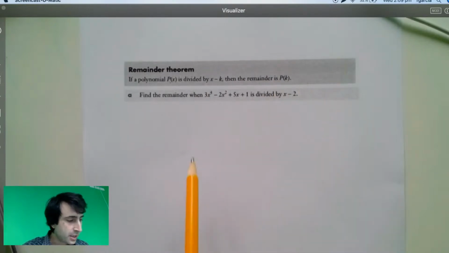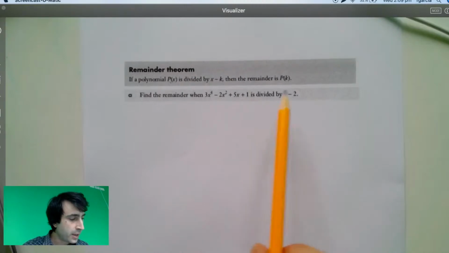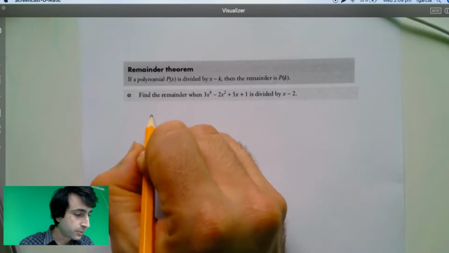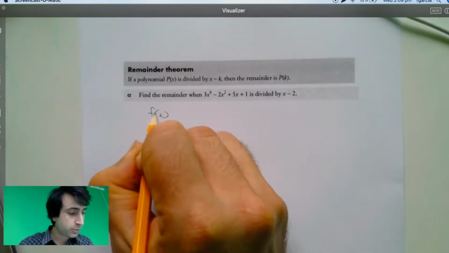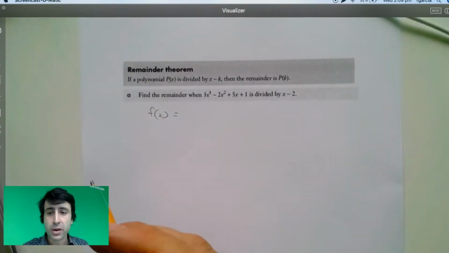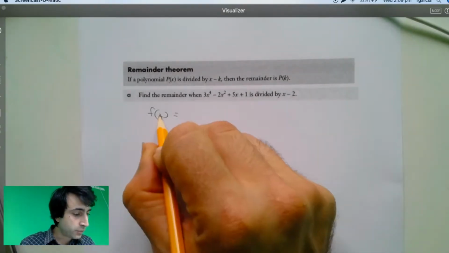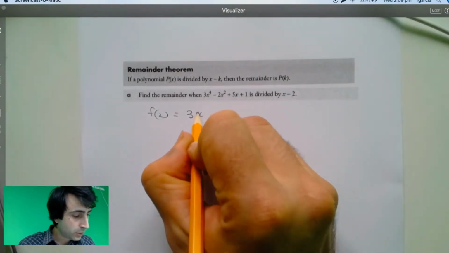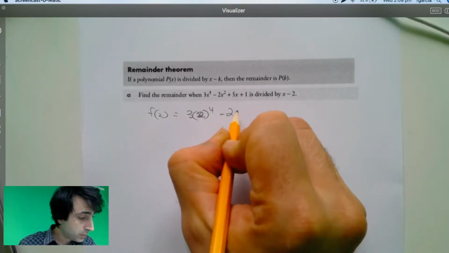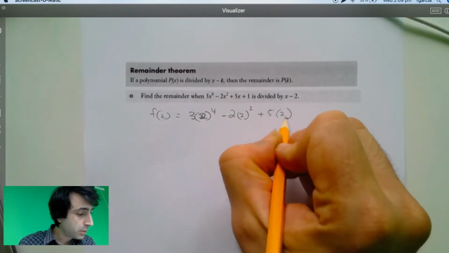So what it's actually saying here is if I divide this polynomial by x minus 2, then the function of 2 will be the remainder of this polynomial. So let's have a go. If I substitute the function of 2 into this, 2 to the power of 4 minus 2 squared plus 5 times 2 plus 1.